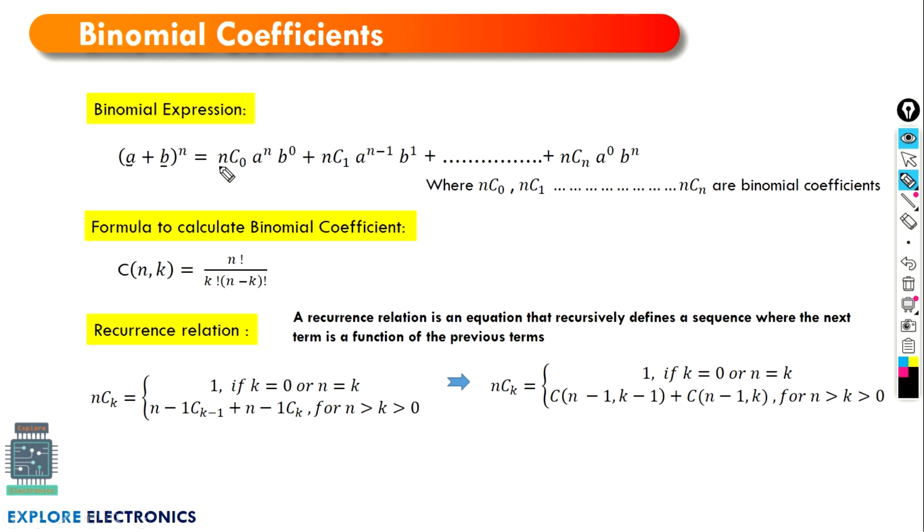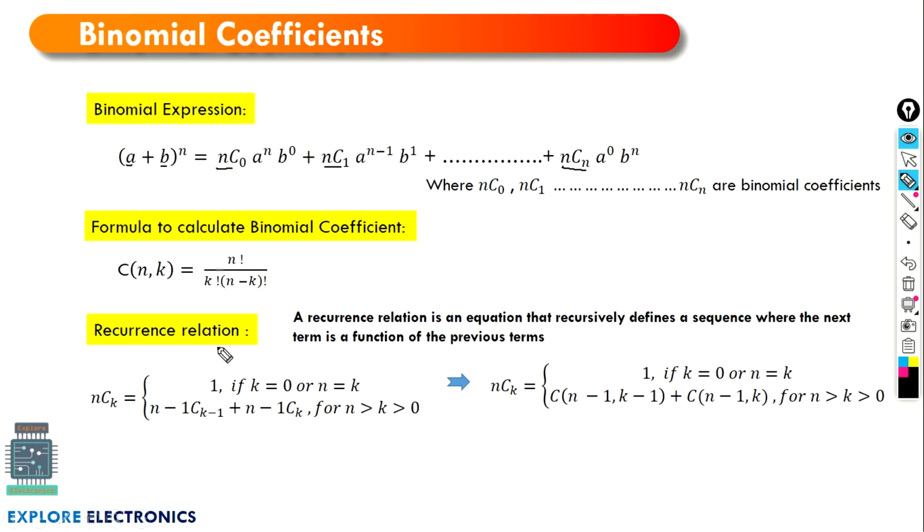Now here you are seeing nC0, nC1 and so on, till nCn. These are our binomial coefficients. Here we have a formula to calculate the binomial coefficients, which is given by C(n, k) equals n factorial divided by k factorial into (n minus k) factorial.